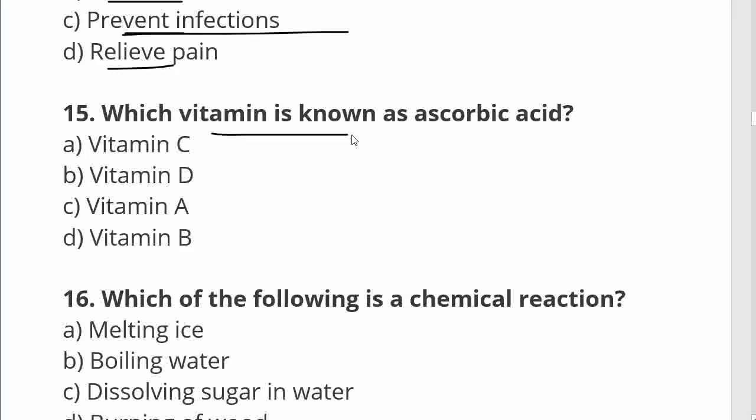Which vitamin is known as ascorbic acid? Options are A. Vitamin C, option B. Vitamin D, option C. Vitamin A, option D. Vitamin B. Then the right answer is option A.